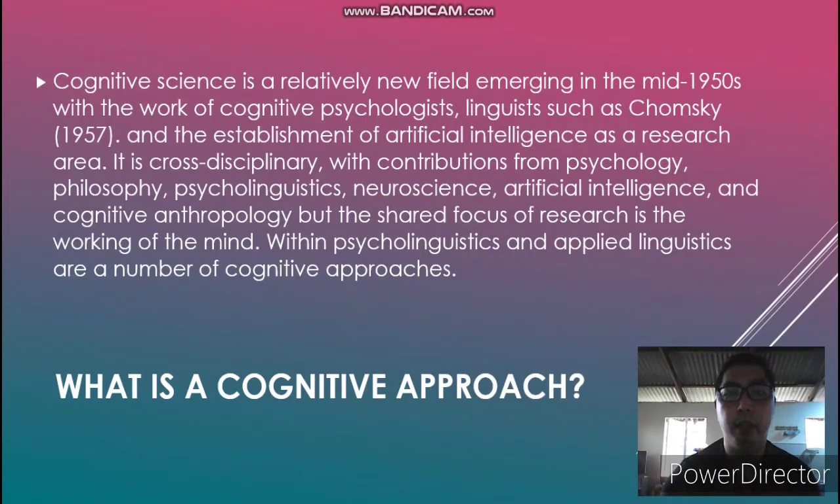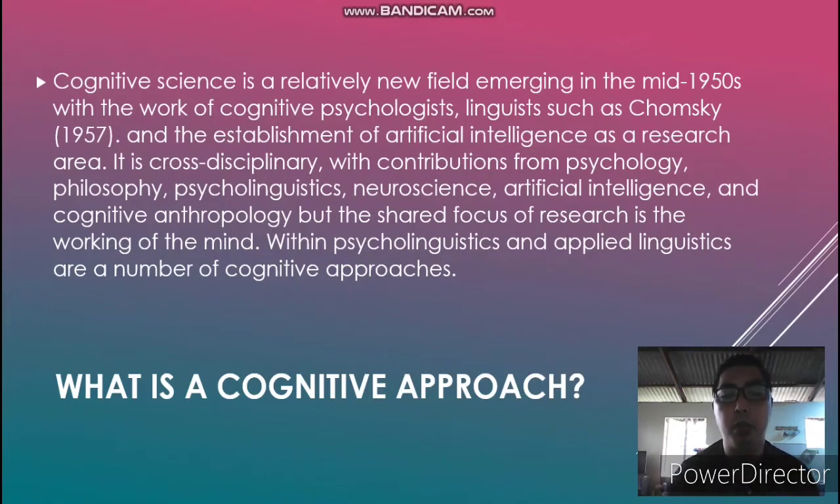Cognitive science is a relatively new field emerging in the mid 1950s with the work of cognitive psychologists, linguists such as Chomsky, and the establishment of artificial intelligence as a research area. It is cross disciplinary, with contributions from psychology, philosophy, psycholinguistics, neuroscience, artificial intelligence, and cognitive anthropology, but the shared focus of research is the working of the mind. So we will be focusing on the working of the mind.